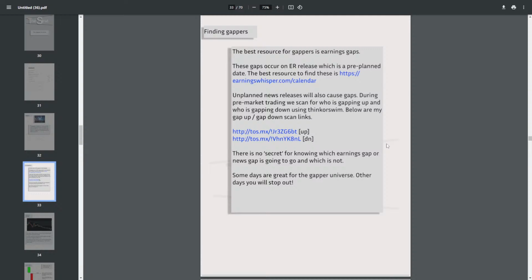So you know it's going to happen. And the best resource for finding these is earningswhisper.com/calendar. It'll show you all the earnings releases. Unplanned news releases will also cause gaps. So during pre-market trading, we can scan for who's gapping up and who's gapping down. I specifically use Thinkorswim, although there are things like FinViz, I believe, which will also allow you to do that. And other platforms have similar gap scanners and whatnot.